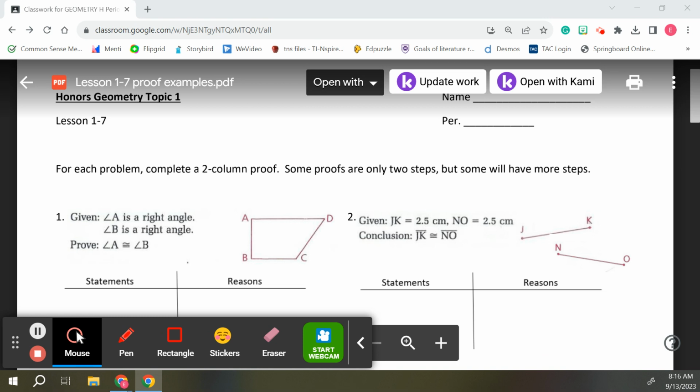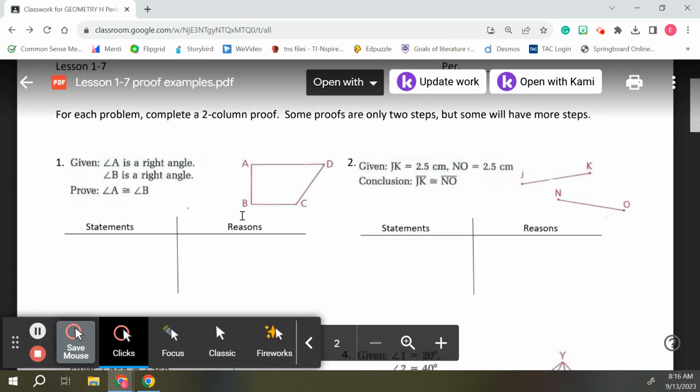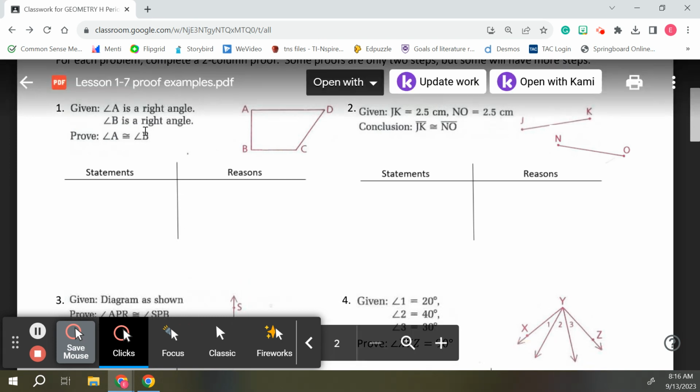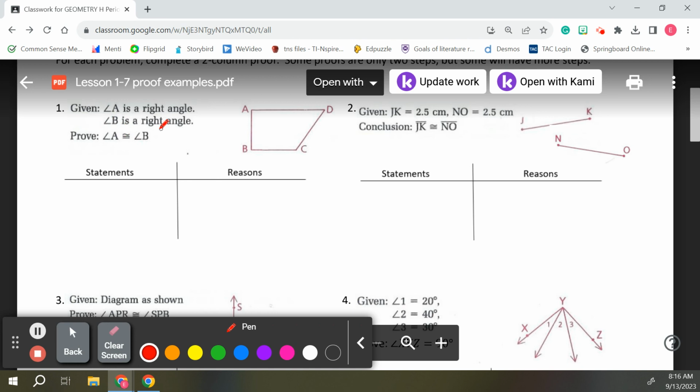All right, let's talk about this first proof. If we take a look here, it says given angle A is a right angle, angle B is a right angle, prove that angle A is congruent to angle B. So the first thing we always do with any proof, we start with step one, which is our given. So we could say angle A is a right angle, angle B is a right angle. And the reasoning for that will be it was given to us.